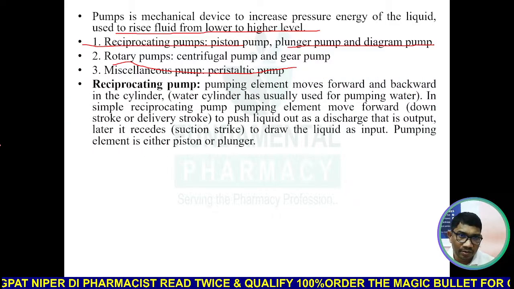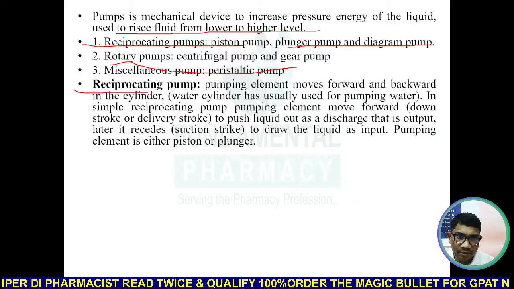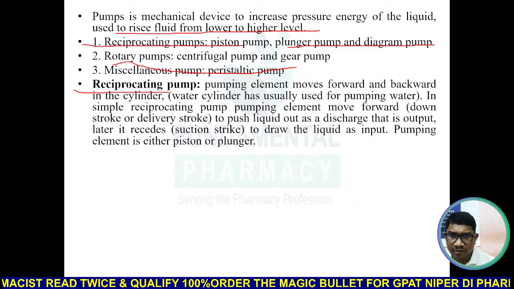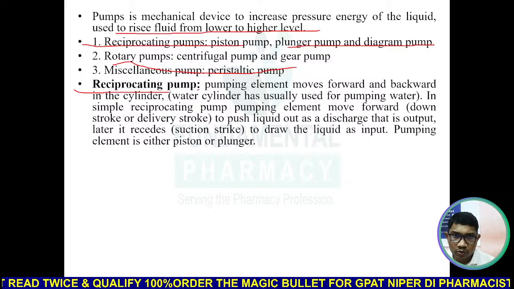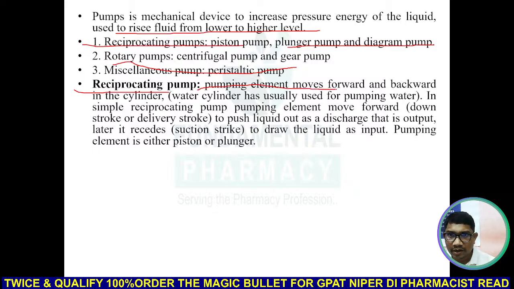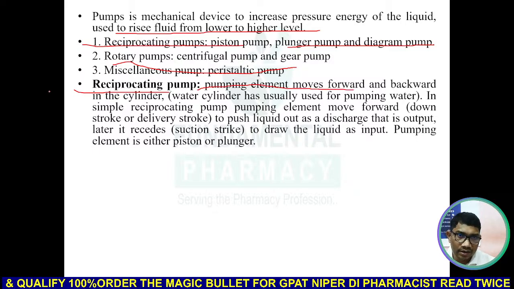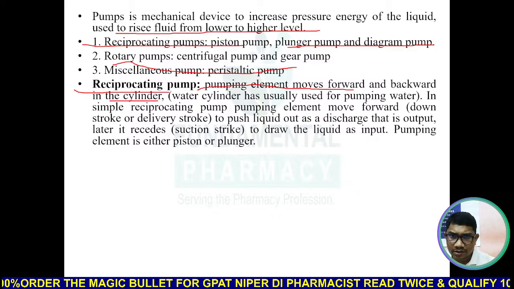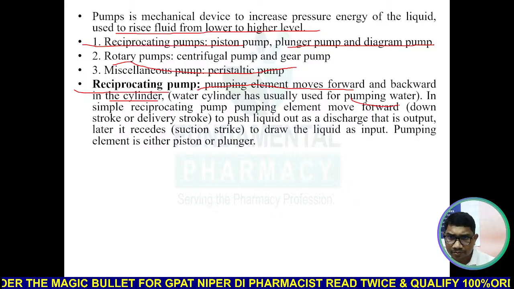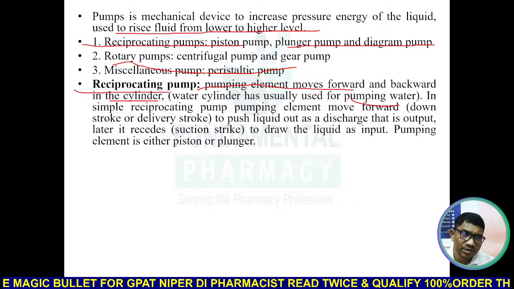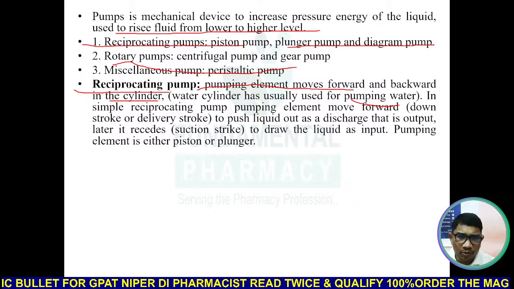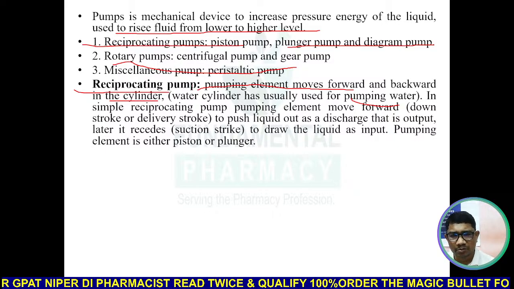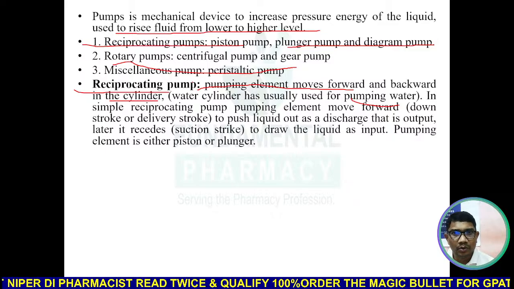देखो रेसिप्रोकेटिंग पंप, तो पंपिंग एलिमेंट मूव्स फॉरवर्ड एंड बैकवर्ड. इसमें पंपिंग एलिमेंट रहेगा जो फॉरवर्ड एंड बैकवर्ड मूव करेगा. In a cylinder, it is a water cylinder, usually used for pumping water. Reciprocating pump is also used for the pumping of water, क्योंकि इसमें क्या है कि there is one element known as a pumping element which moves forward and backward in a water cylinder.